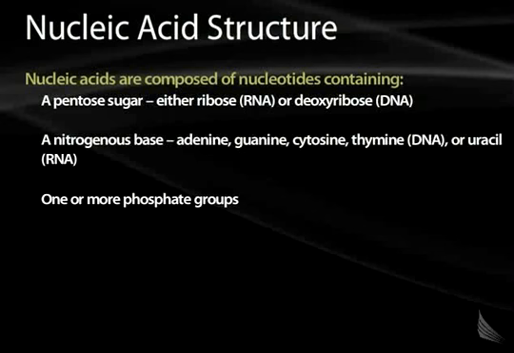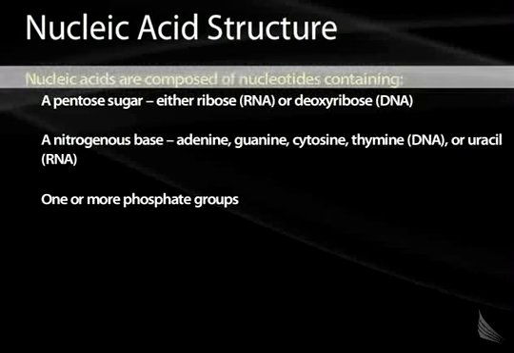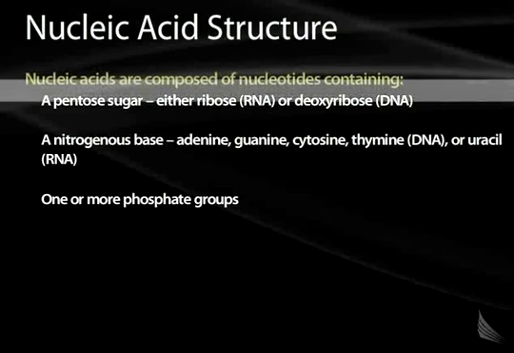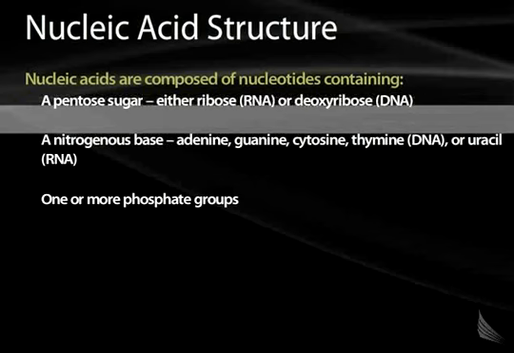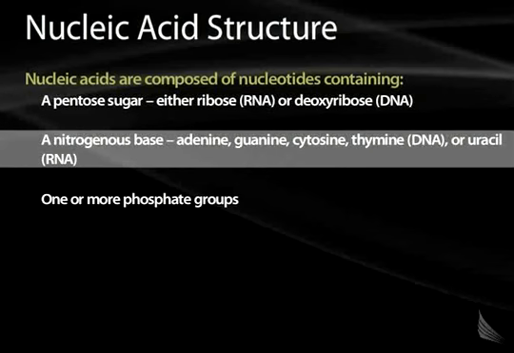First of all, we have to understand nucleic acid structure. Nucleic acids are composed of nucleotides, and each of these nucleotides has three distinct parts. The first is a pentose sugar, that is, a 5-carbon sugar. This is either ribose, which we see in RNA, ribonucleic acid, or deoxyribose, which we see in deoxyribonucleic acid, or DNA. Attached to that pentose sugar is a nitrogenous base. This base is either adenine, guanine, cytosine, thymine, or uracil. RNA and DNA have adenine, guanine, and cytosine in common. Thymine is only seen in DNA, and uracil is only seen in RNA.